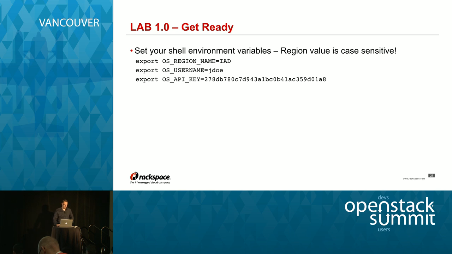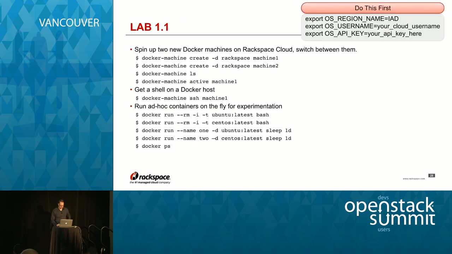All right. So everybody got their environment variables set? Okay. So the first thing we're going to do is create a Docker host using a Docker Machine command. In fact, I'll do it with you. We'll use docker-machine create -d rackspace machine1.